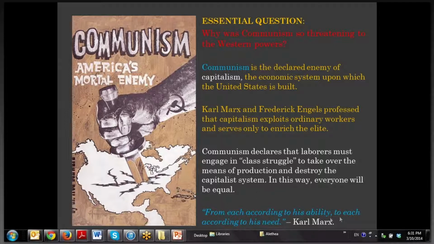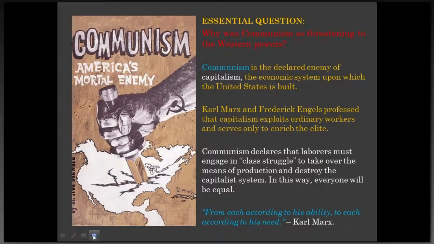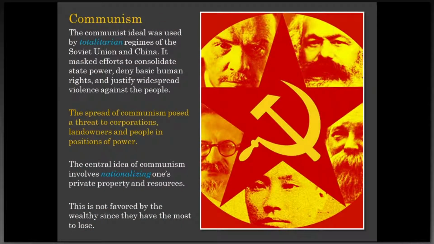You've got from each according to his ability, to each according to his need, and by he we mean you two women, and that should be assumed. Communism ideal was used by totalitarian regimes of the Soviet Union and China. It masked efforts to consolidate state power, meaning to keep power of the governance of a country really isolated in the hands of a few dictators, deny basic human rights, and justify widespread violence against the people, right? So you have this theory of imagine all the people, right? Everyone's equal, there's no property. But in reality, a lot of these regimes that professed to be communist were pretty brutal against their people.